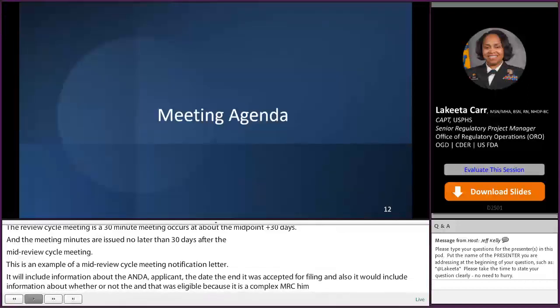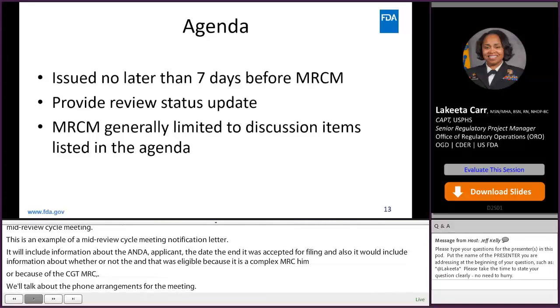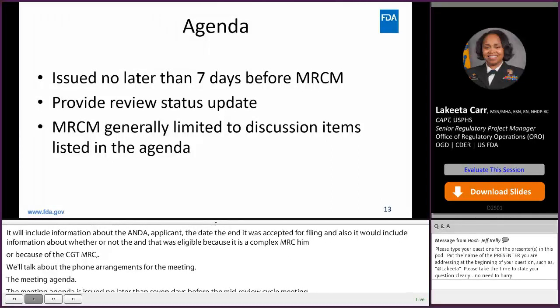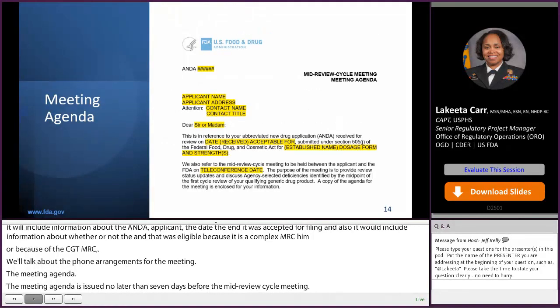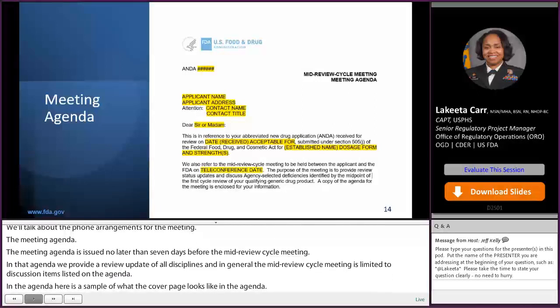The meeting agenda, again, is issued no later than 7 days before the mid-review cycle meeting. In that agenda, we provide a review status update of all disciplines. And in general, the mid-review cycle meeting is limited to discussion items listed on the agenda. Here's a sample of what the cover page looks like in the agenda. Again, it's the ANDA number, the applicant's name, contact information, and then the date we received the ANDA, and then it also has the telephone conference date in there.